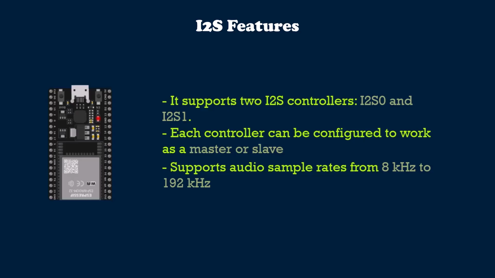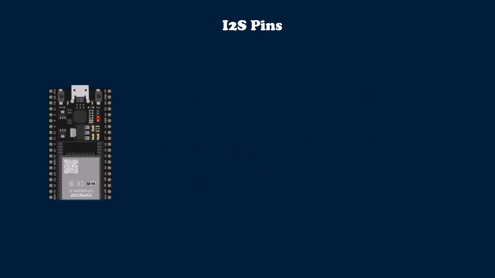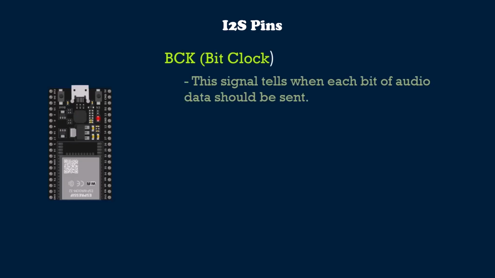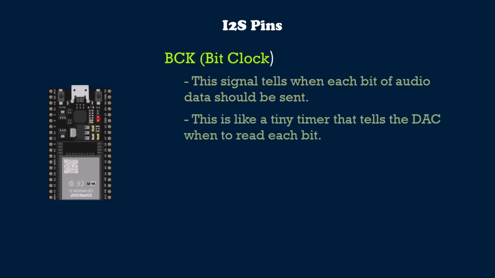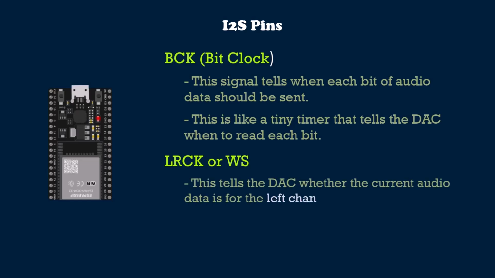Okay, so to send digital audio from the ESP32 to our DAC, we need three key I2S signals. Let's break those down real quick. BCK or bit clock. This signal tells when each bit of audio data should be sent. This is like a tiny timer that tells the DAC when to read each bit of sound data. LRCK or WS, left right clock or word select. This tells the DAC whether the current audio data is for the left channel or the right channel. It alternates between left and right, so the DAC can play stereo sound correctly.